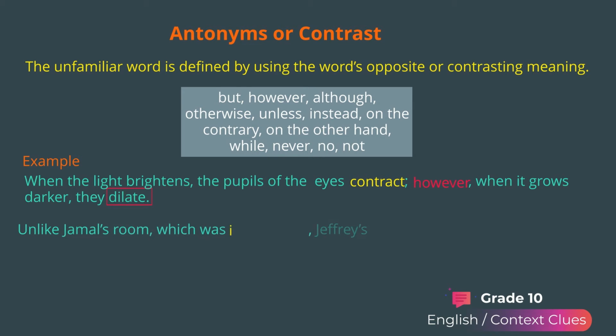Unlike Jamal's room, which was immaculate, Jeffrey's room was very messy. The word unlike lets you know an antonym is coming. Even though you may not know what immaculate means, you know it's the opposite of very messy. Therefore, it means something very clean.